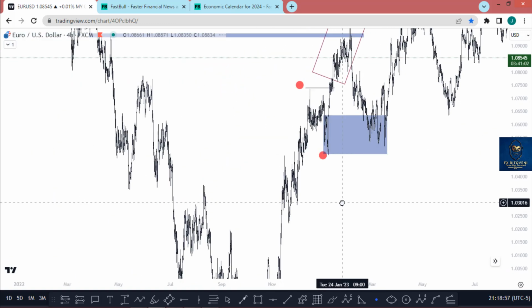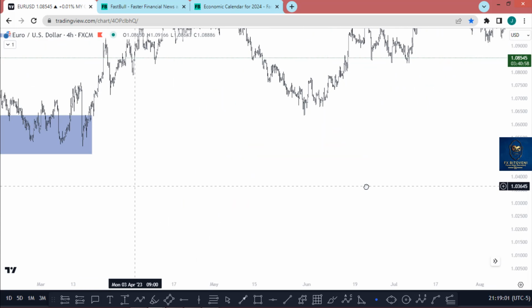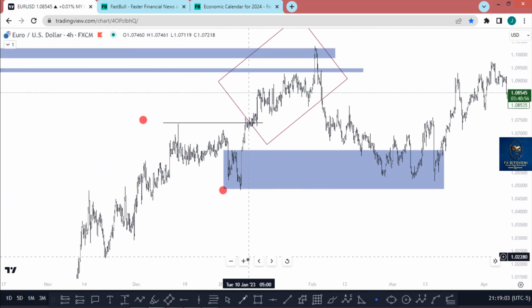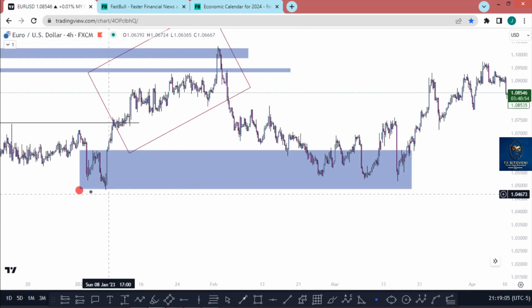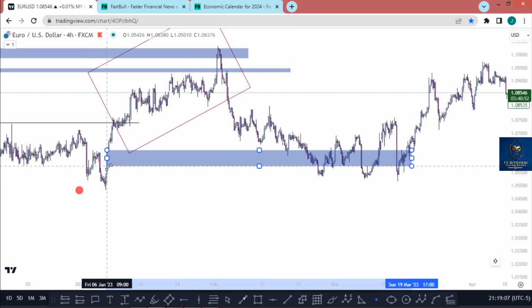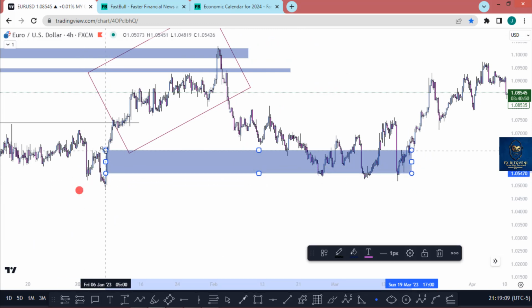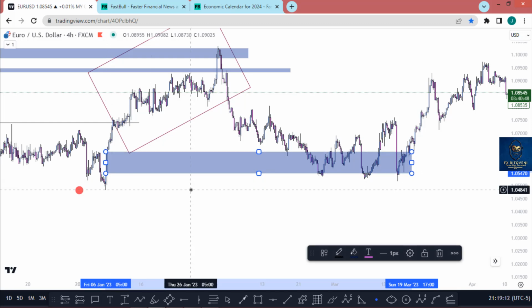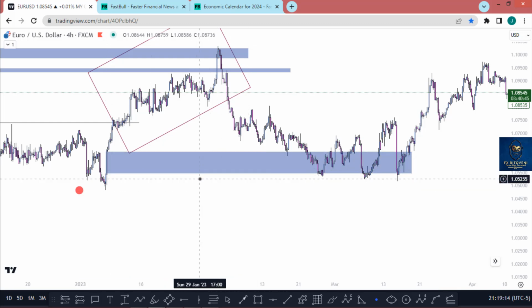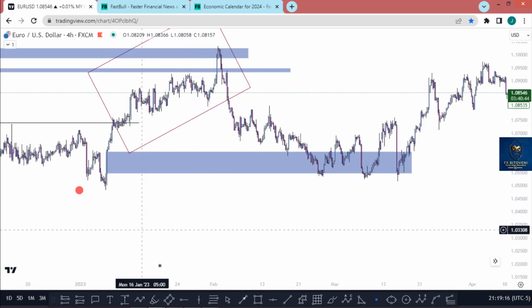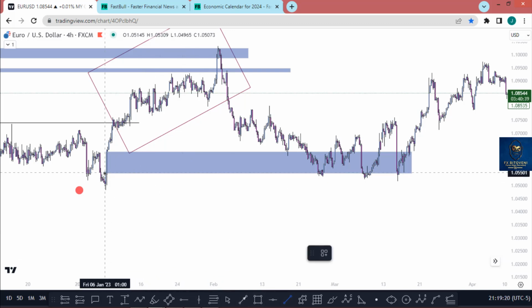You check on the 4 hour time frame, and then on the 4 hour time frame you find what? You find your imbalance resting there. This is your imbalance within your wick. So you have to understand, within your wick. So we have imbalance starting from this level.